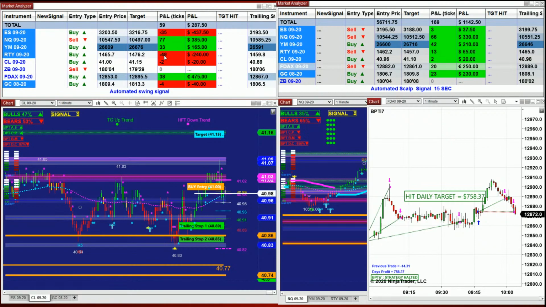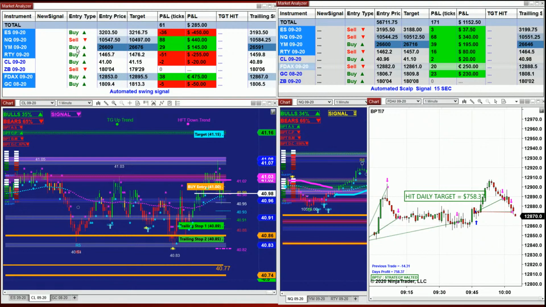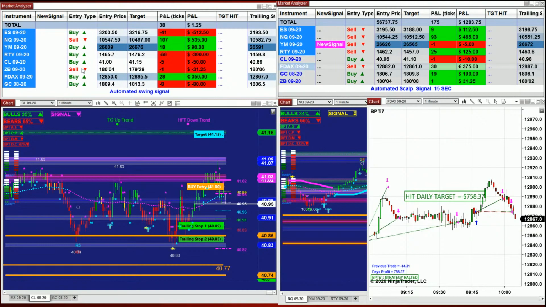One of the tricks here, as we see, if we look, the ES is in the buy position and the Nasdaq in the sell position, and then the YM in the buy position. And then we have the Russell in the sell position, the opposite direction of the ES.